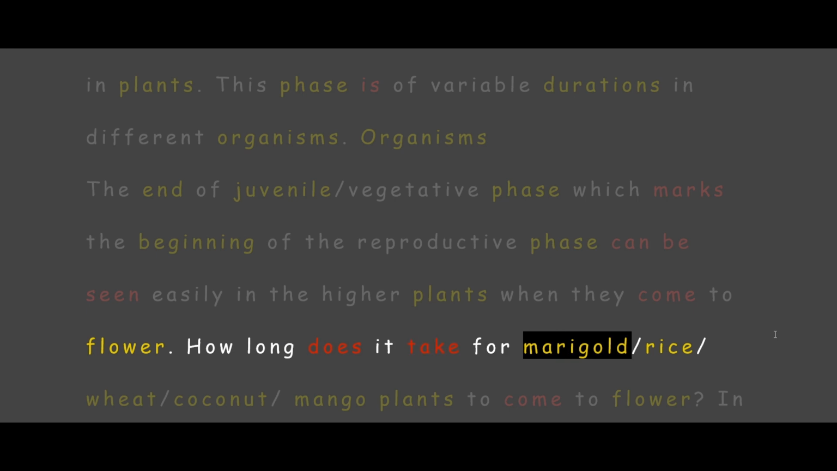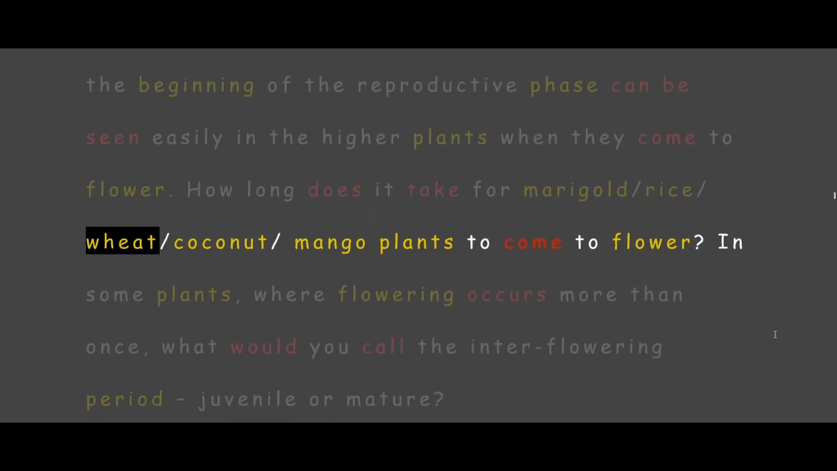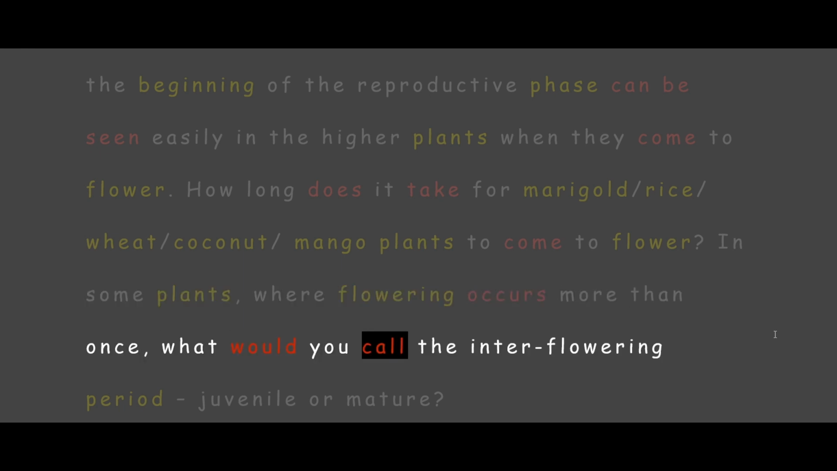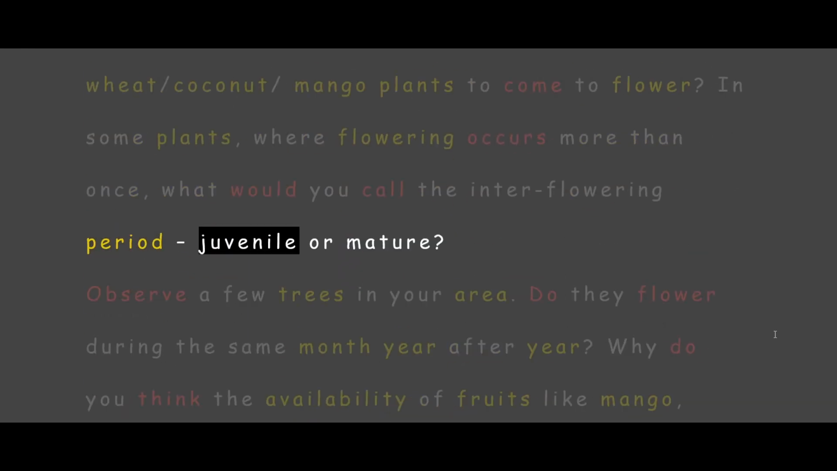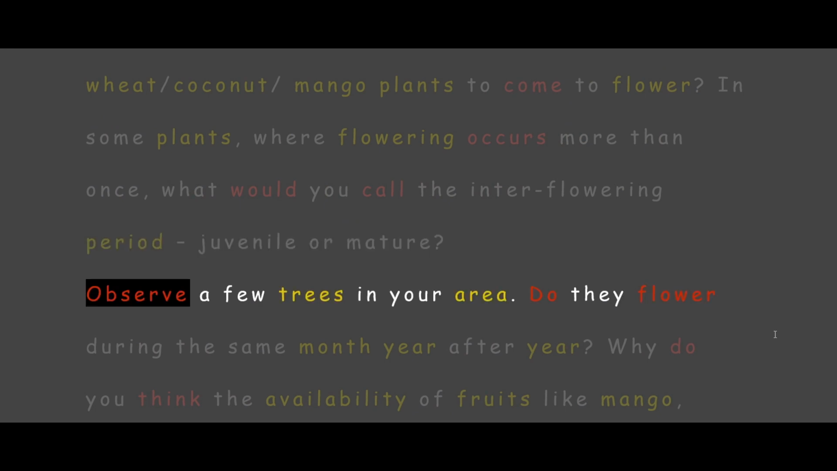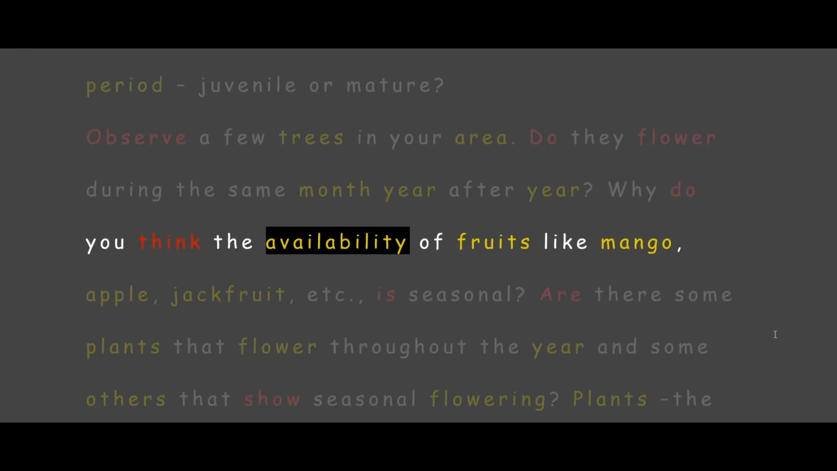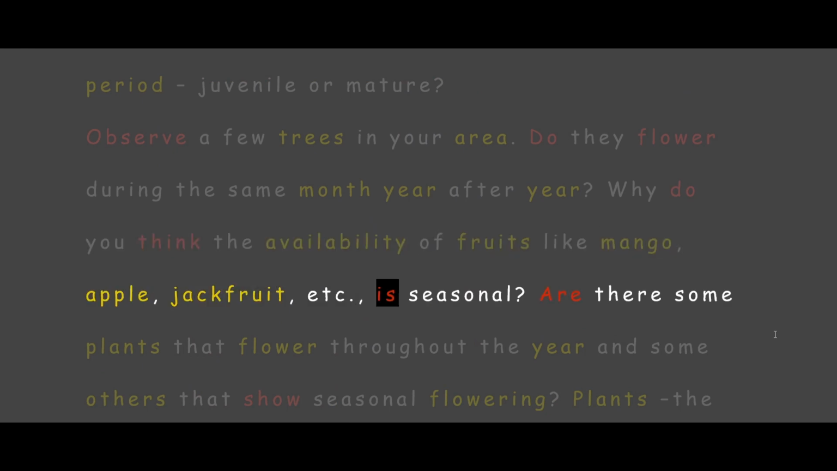How long does it take for marigold/rice/wheat/coconut/mango plants to come to flower? In some plants, where flowering occurs more than once, what would you call the interflowering period, juvenile or mature? Observe a few trees in your area. Do they flower during the same month year after year? Why do you think the availability of fruits like mango, apple, jackfruit, etc., is seasonal?